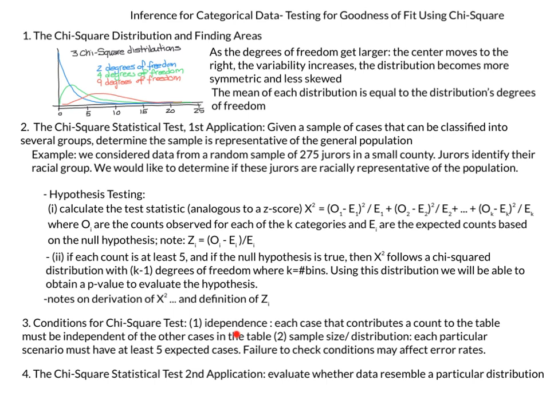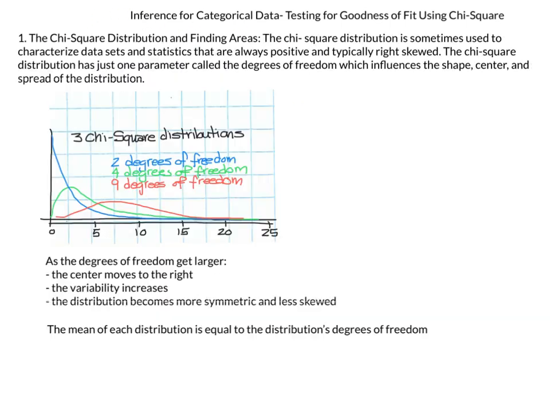So we can go back up here and take a closer look at the chi-squared distribution. Some general notes: the chi-squared distribution is sometimes used to characterize data sets and statistics that are always positive and typically right skewed. So you see there are no negative values, and they start to kind of trail off and skew to the right. The chi-squared distribution has just one parameter called the degrees of freedom, which influences the shape, center, and spread of the distribution.